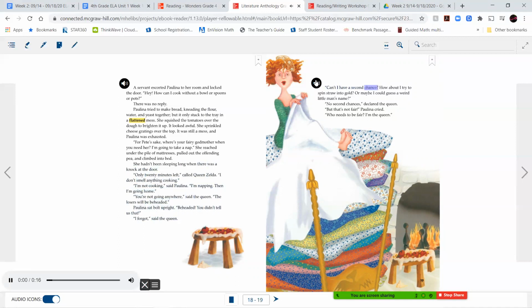"Can't I have a second chance? How about I try to spin straw into gold, or maybe I could guess a weird little man's name?" "No second chances," declared the queen. "But that's not fair," Paulina cried. "Who needs to be fair? I'm the queen."